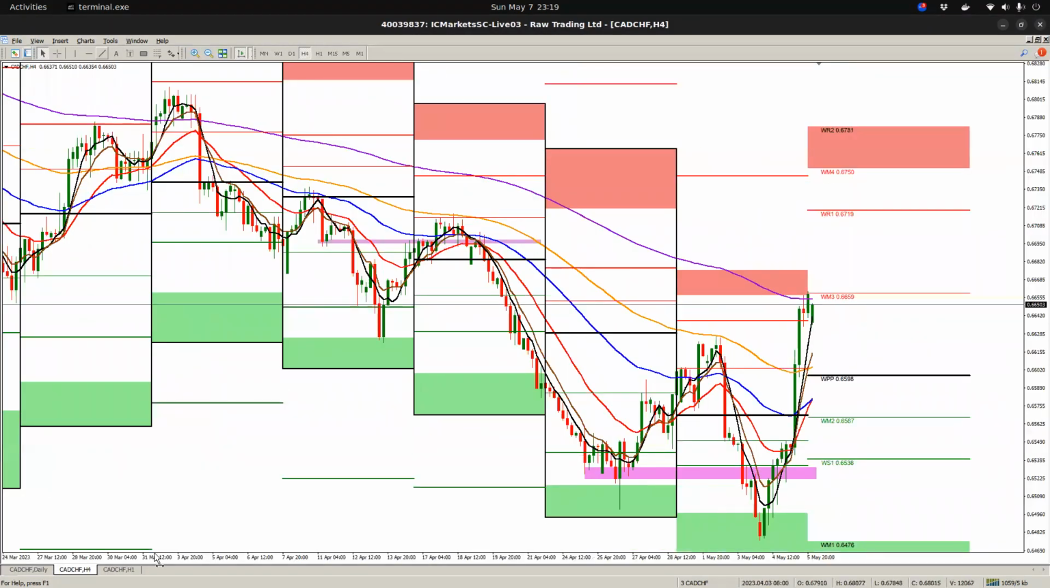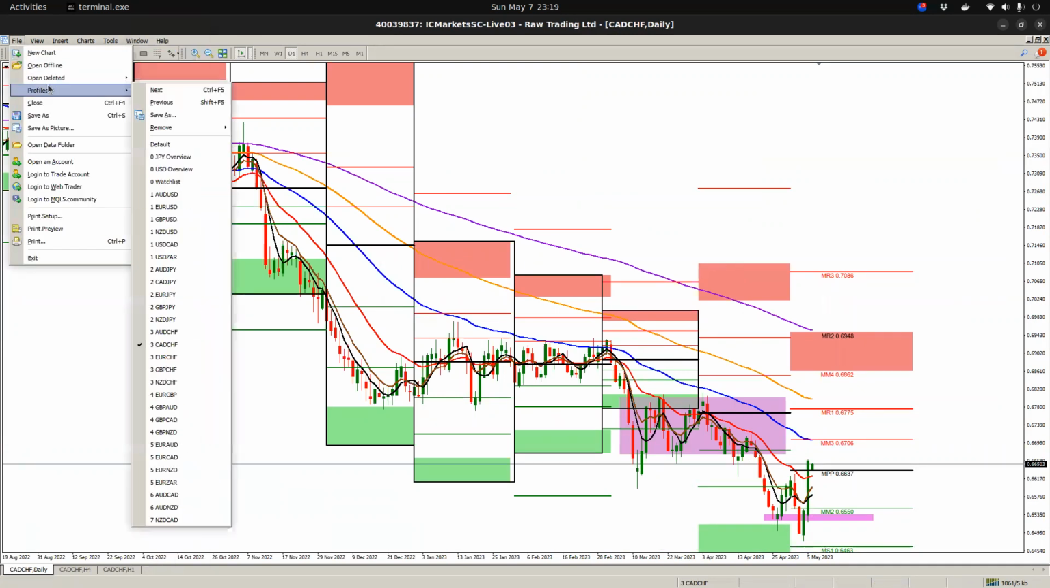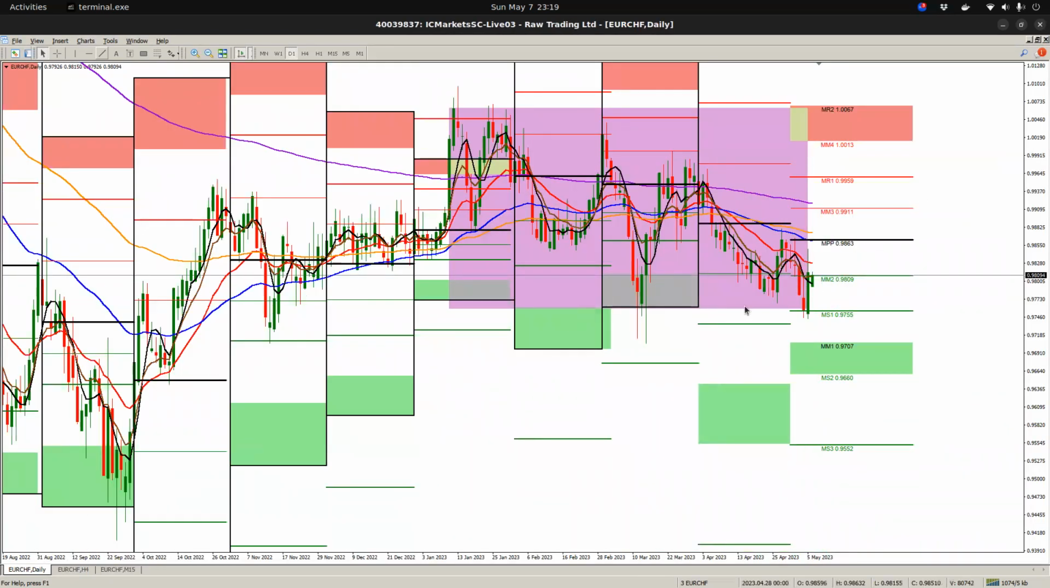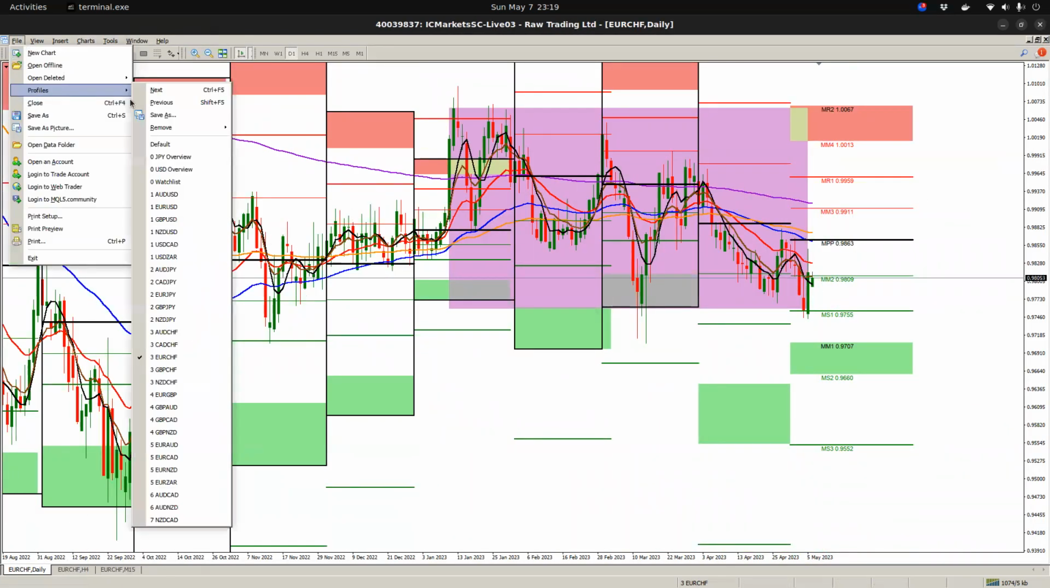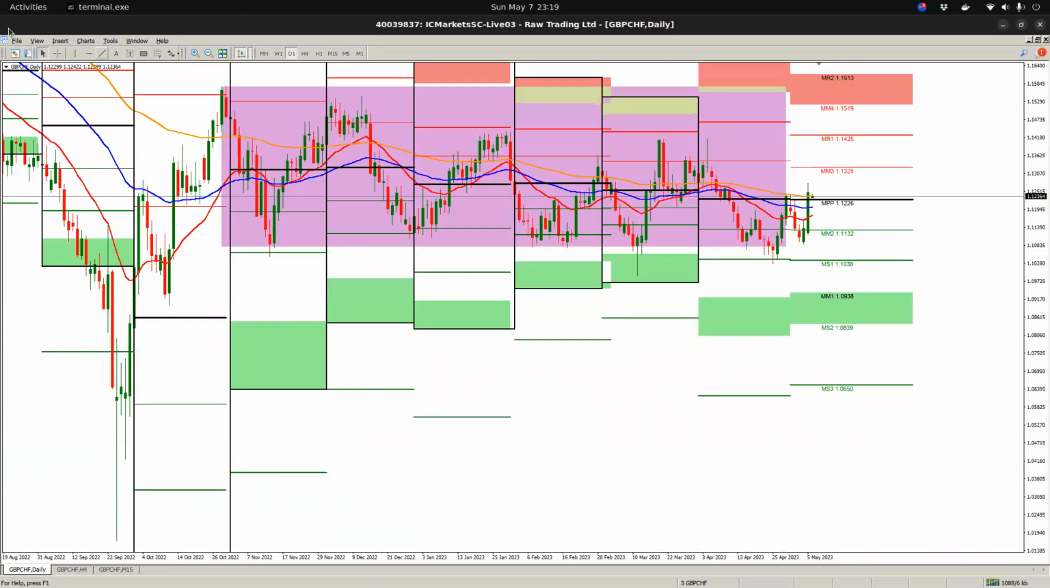In terms of the CAD Swissy, you can see the same story. Okay, we were looking at this, and I said to you, wait for price to break out and pull back up and close at resistance. You can see why we did that. This candle didn't close at resistance, it broke resistance, indicating that this is not bearish, and we avoided losing money on that trade. Fantastic. Euro Swissy, you can see here also bottom of the range, leaving that one alone. And on the pound Swissy, bottom of the range, leaving that one alone.